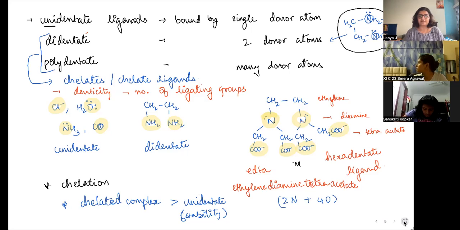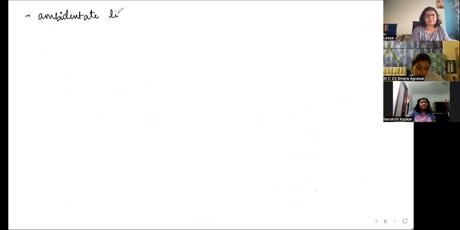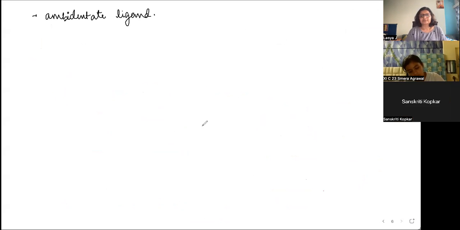Okay, what else? And finally, the last type of ligand we have is ambidentate. Can you figure out what could be an ambidentate ligand?